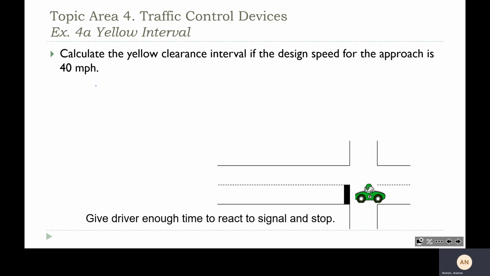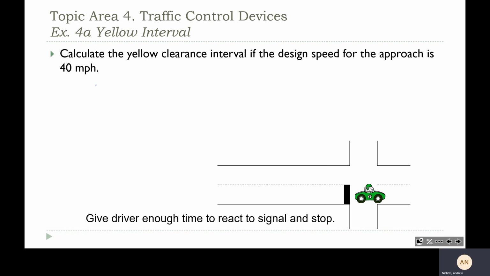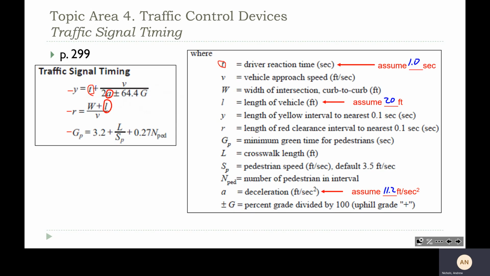So looking at that equation for the yellow time, we've got y equals t plus v. Notice this is a lowercase v, times 2a, plus or minus 64.4 g. So let me jump back.